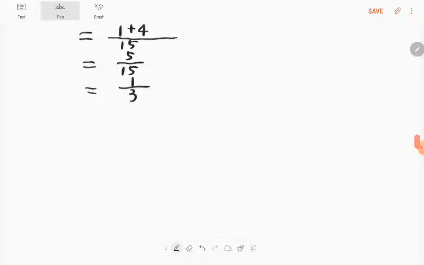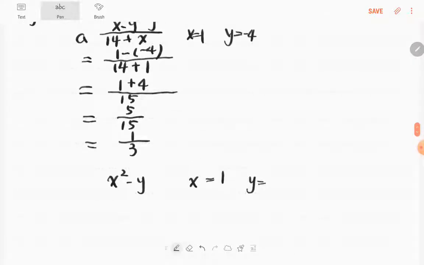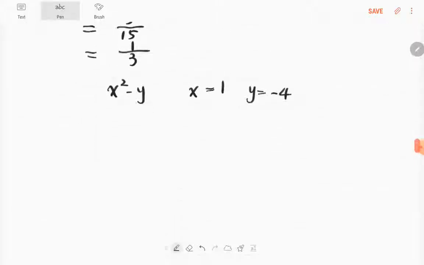Let's check another one. This time we have x squared minus y. And x equals 1, y equals negative 4. So this time we use 1 to replace x. So that will be 1 squared minus negative 4.